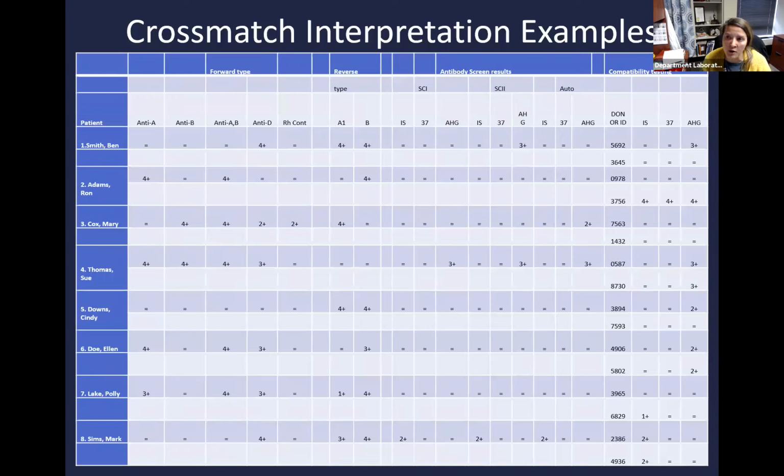We just need to honor whatever is causing her positive DAT. And so if these are compatible, more than likely, they probably are also antigen negative for whatever's coating her cells. So we would just want to make sure that they're antigen negative. We would want to do that DAT and an elution if necessary. So further testing on Mary Cox. Good question, Sarah. Thank you.